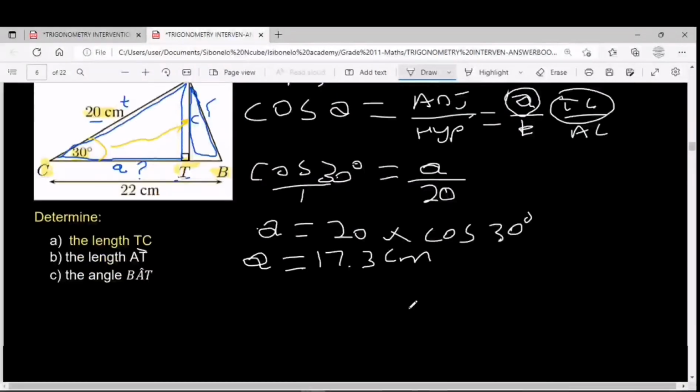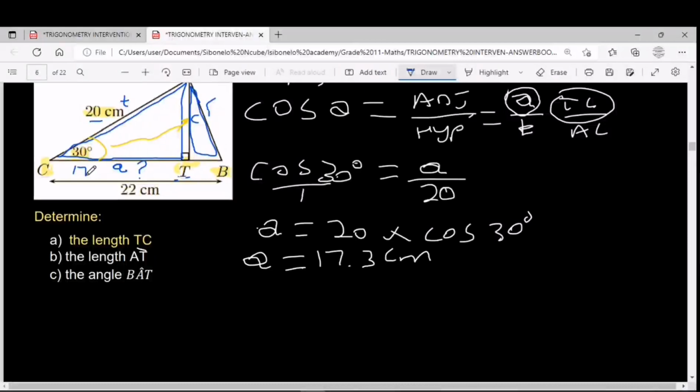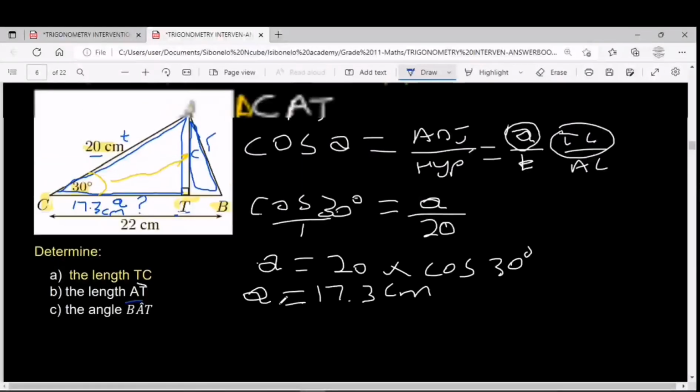So now we know that side: at small letter a, our distance is 17.3. So between C and T the distance is 17.3 centimeters, because here we were given the measurements in centimeters, so we measure our distance in centimeters. So it's 17.3 centimeters. Then we go to B. B says find the length of AT. Now we want to find the length of AT.